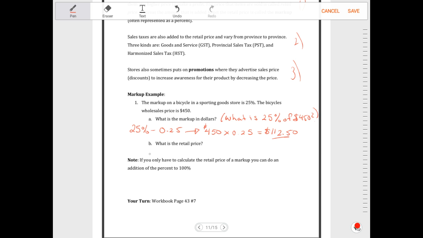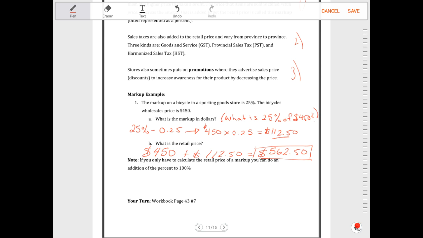The retail price, well, that's just where you take your wholesale price, you add your markup, which is $112.50. That gives you a grand total of $562.50. It always makes you think it would be really, really nice to pay for the wholesale price, because we certainly don't pay for that. So that's how you can see how stores make money.